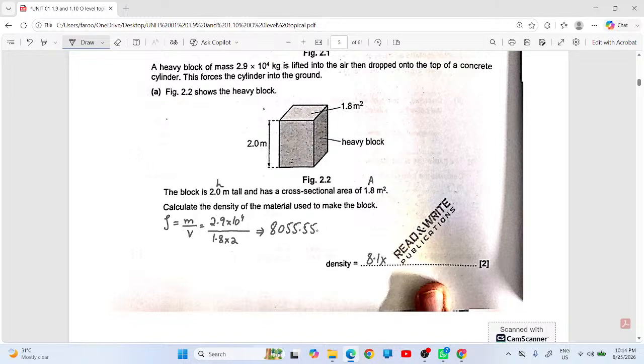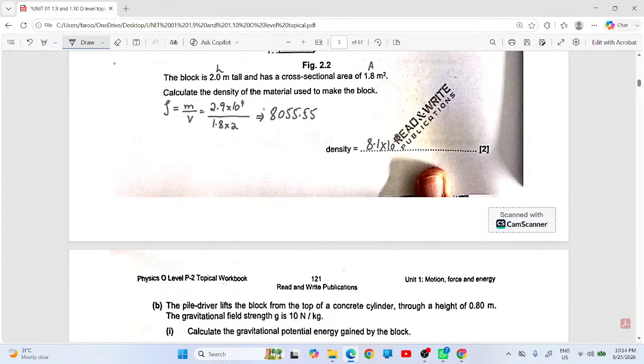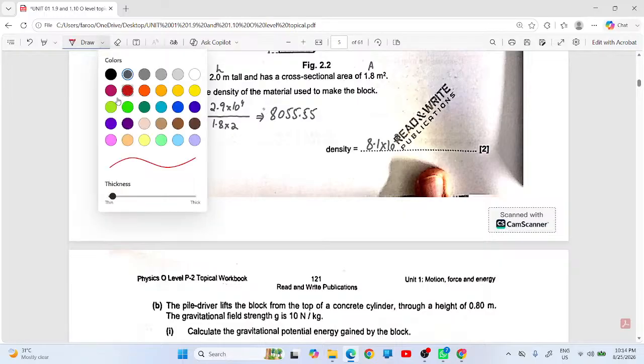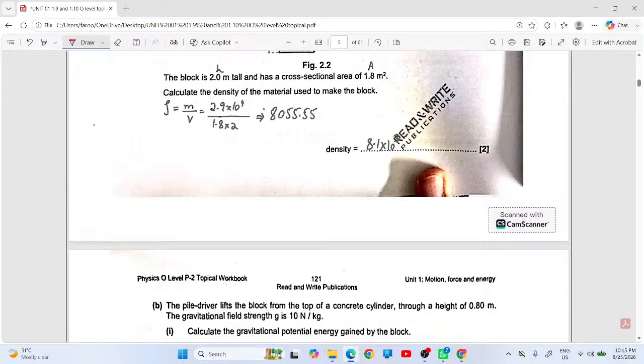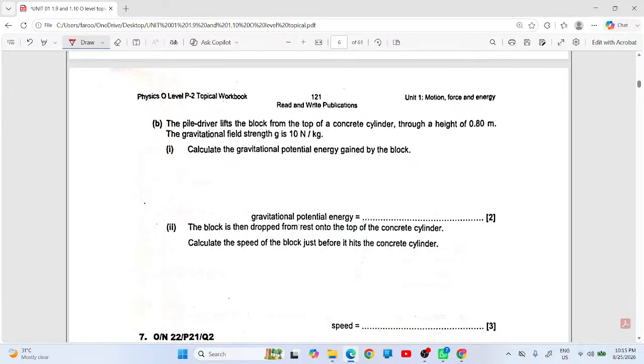This is 8.1 times 10 raised to power 3. And the unit of density is mass over volume: kilogram per meter cube, kg per meter cube.